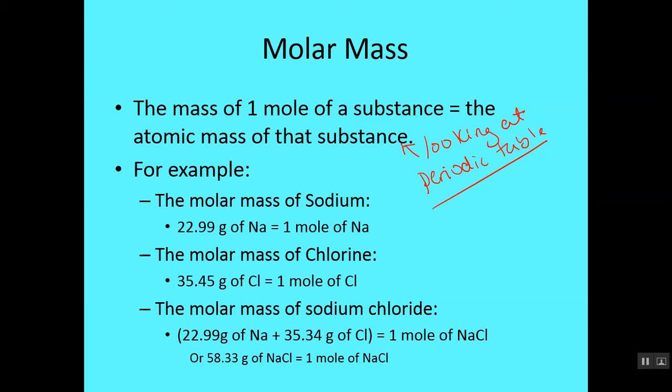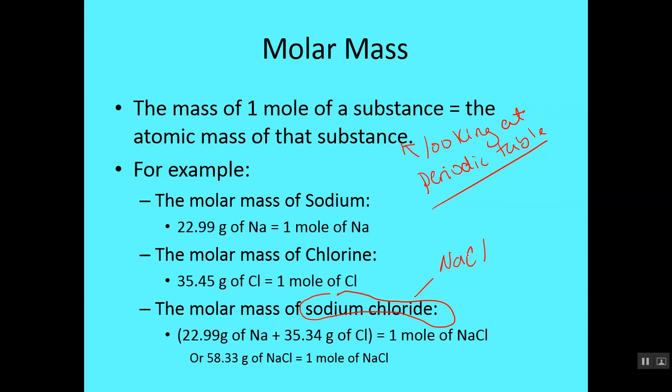We could do the same thing with chlorine. So find chlorine on your periodic table. The symbol is Cl. And you're going to see that chlorine has a mass of 35.45 grams. So what if I asked you for the molar mass of sodium and chlorine together? Well, sodium and chlorine together is called sodium chloride, which is really just NaCl.